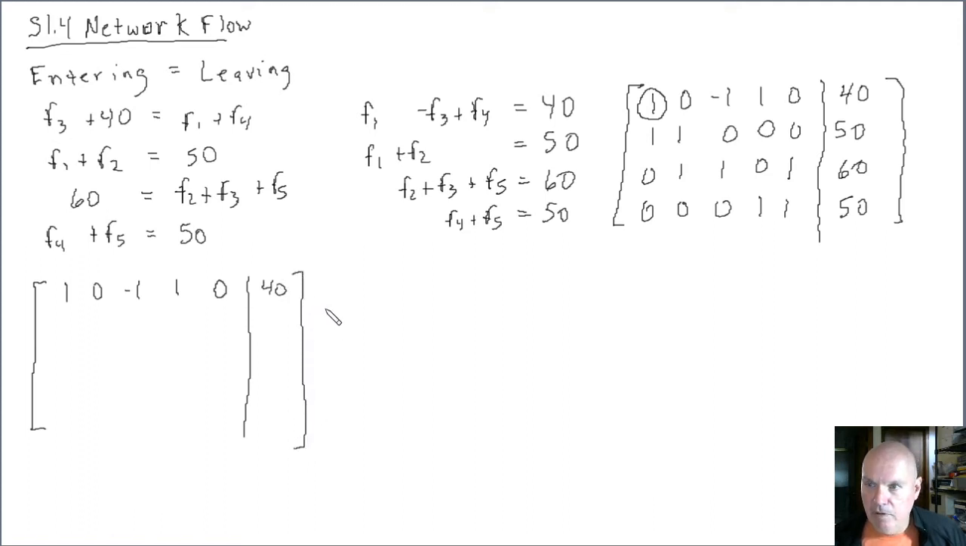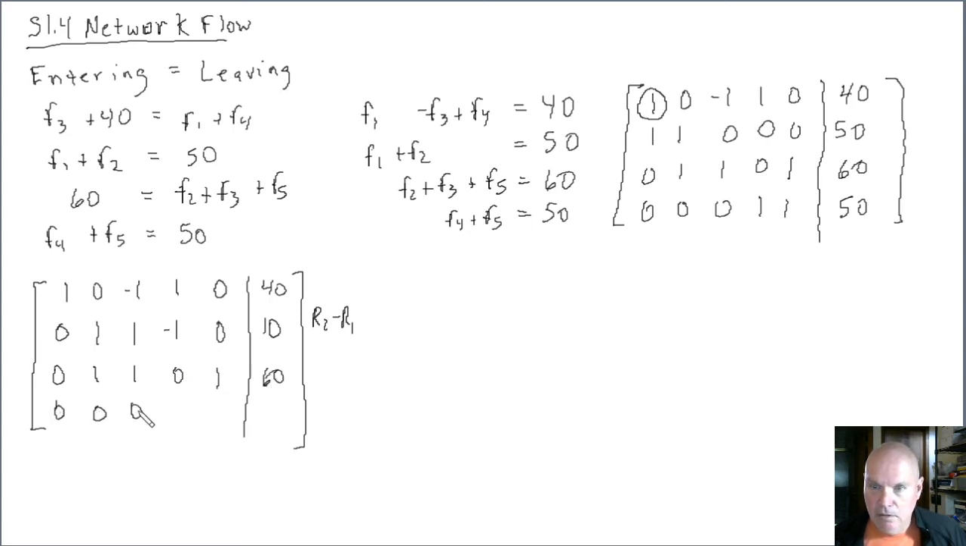And then the step I want to take here is actually just subtract the previous row 1 from row 2. That will give me a 0 here. 1 minus 0 is 1. 0 minus a negative 1 is 1. 0 minus 1 is a negative 1. 0 minus 0 is 0. 50 minus 40 is 10. And then I've already got leading zeros here in the bottom 2 rows.